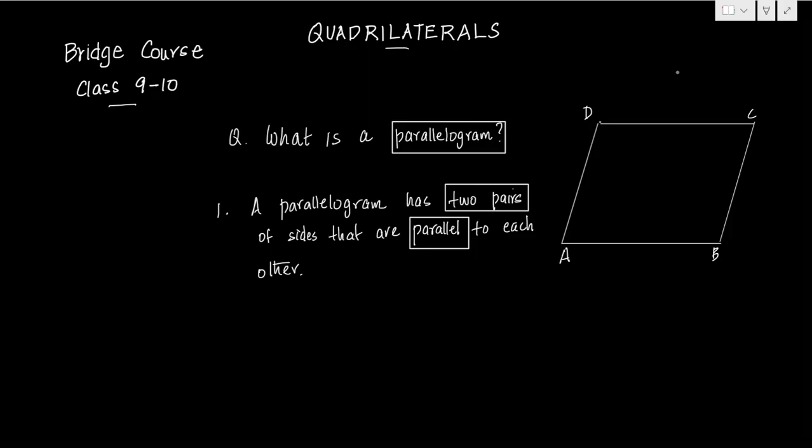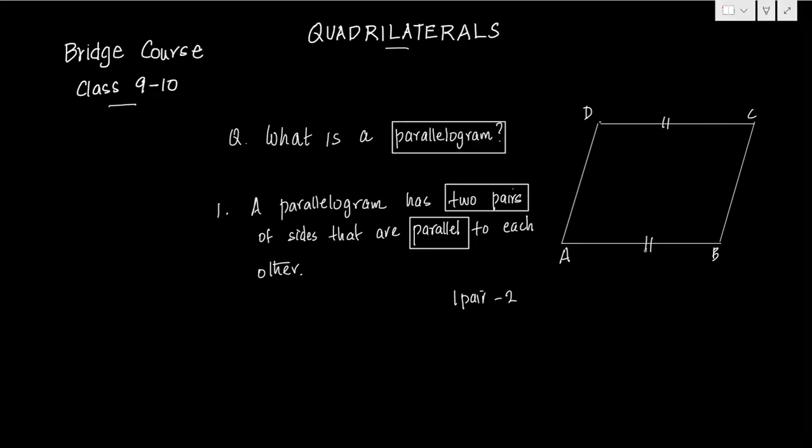A parallelogram has 2 pairs of sides that are parallel to each other. What does that mean? 2 pairs, 1 pair equals 2. So 2 pairs of sides that are parallel to each other. So you have a diagram that I've drawn which looks like a parallelogram. When you say 2 sides parallel to each other, this side and this side are parallel to each other, right? And then there are 2 pairs of sides like that.